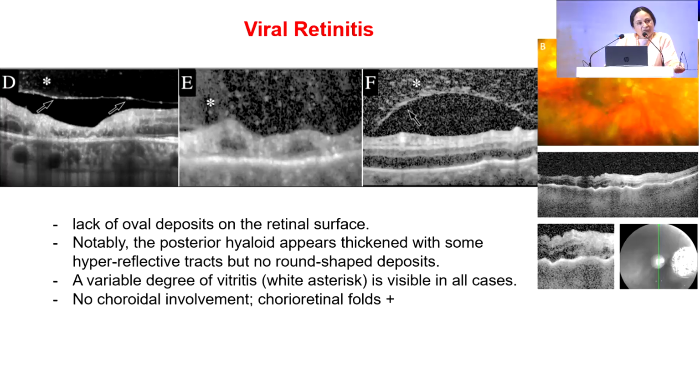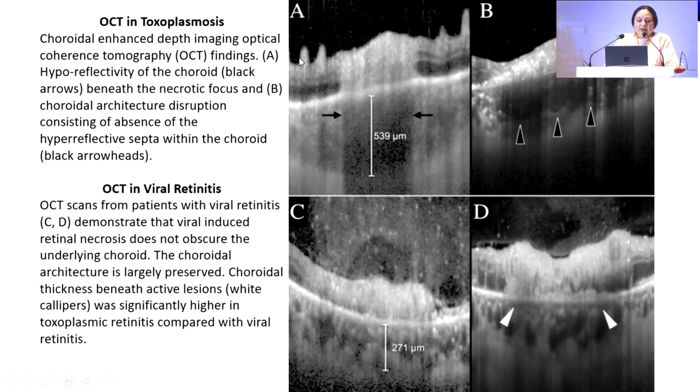So, if you want to differentiate, sometimes the OCT does help, as I indicated earlier. Toxo will have underlying choroidal involvement. Viral will have retinitis, but no underlying involvement of the choroid.